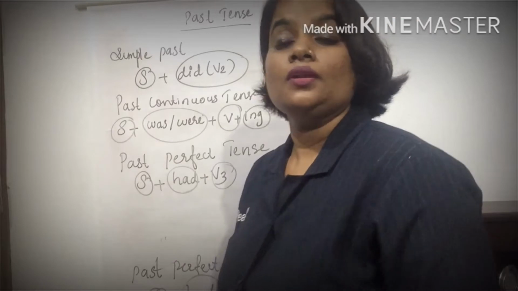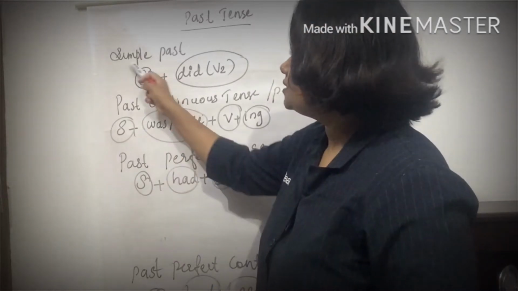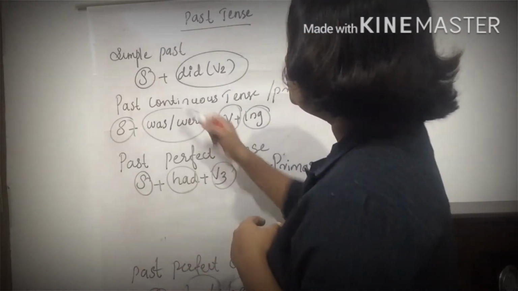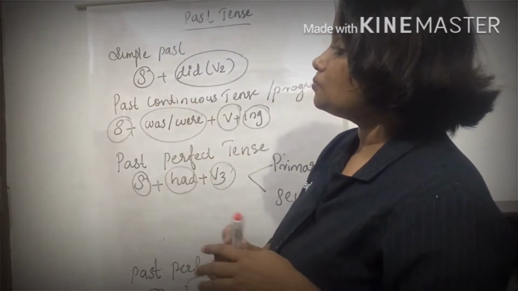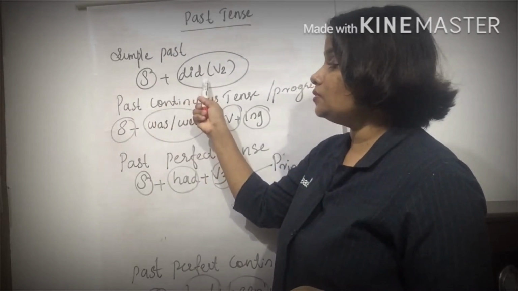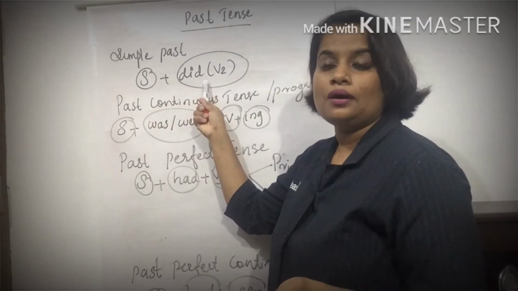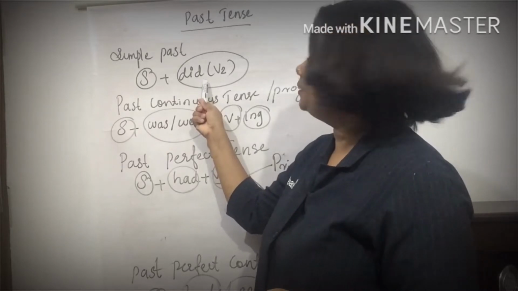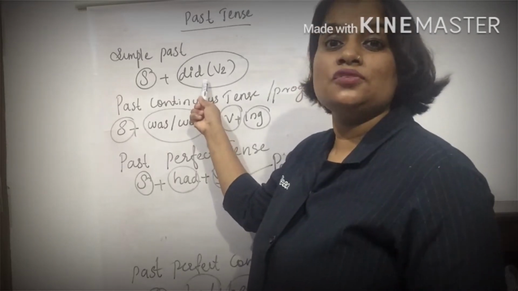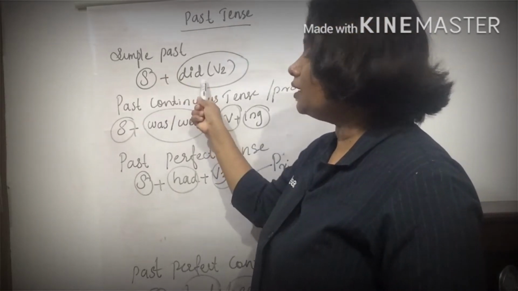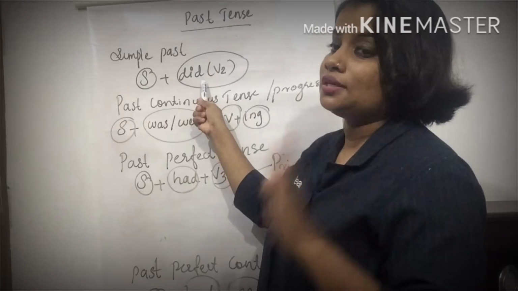Now I am going to discuss with you the different forms of the past tense. Let's see the simple past tense, the action which happened yesterday. The structure of the statement is: the subject comes first, and the second is the verb second form. I ate. Because this is the did form, in simple past we use the did form, that is the verb second form.